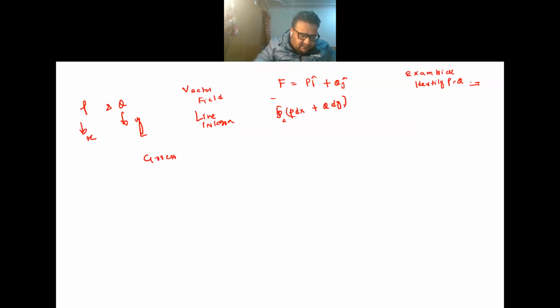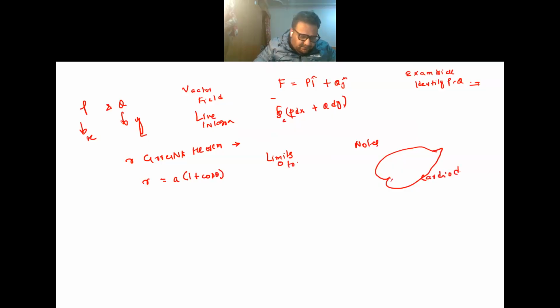Once Green's theorem is done, you have to go for the application of the limits, depending on which coordinate system it is, whether it's a small sector area or a circle, or which type of curve it is. Suppose the curve is of this type, r equals a(1 plus cos theta). Then for this, the limits, as you can see over here in the notes, the shape is of this sort, which is called a cardioid, and here the limits will be 0 to 2 pi.